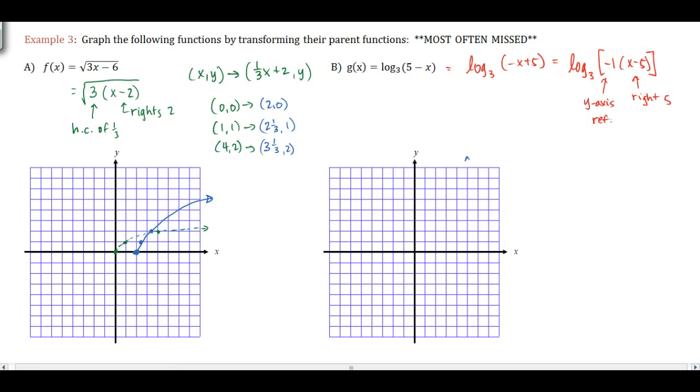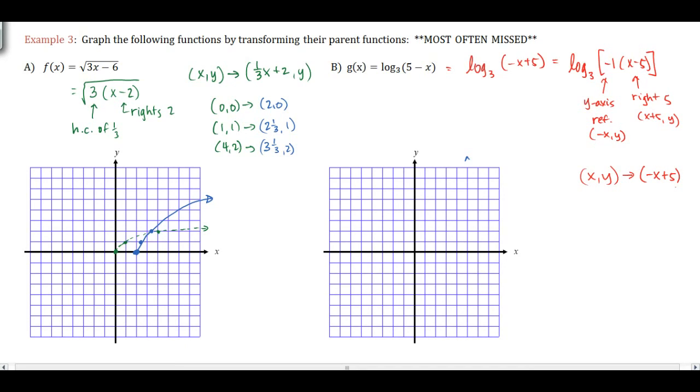All right, so what does that mean? That means you've got to change the sign on the x and leave the y alone. And right 5 means that you've got to add 5 to all the x's. So therefore, you take every point that you have, and you translate it by changing the sign on the x and then adding 5 to it. So that's what we're going to have to do for this problem.